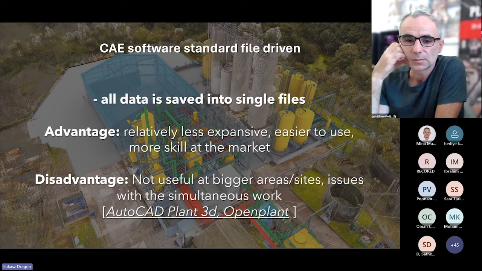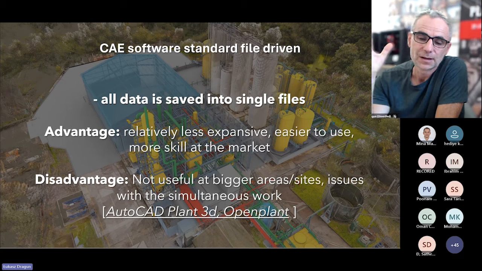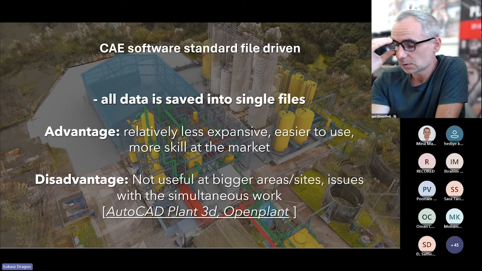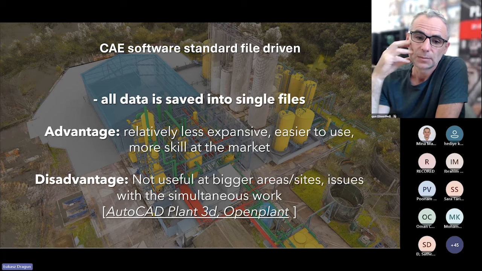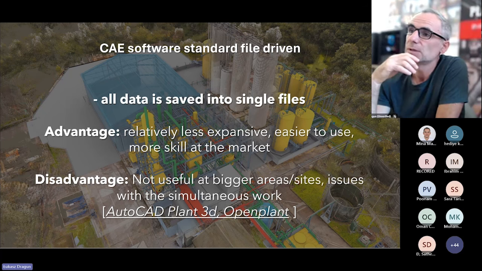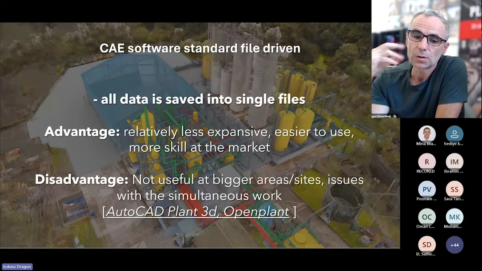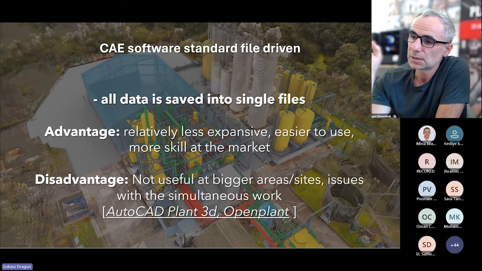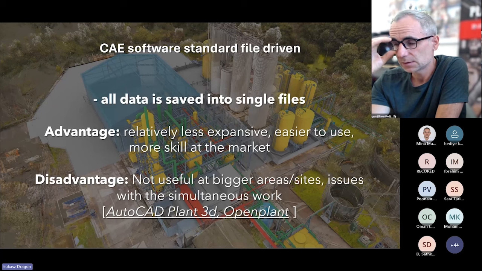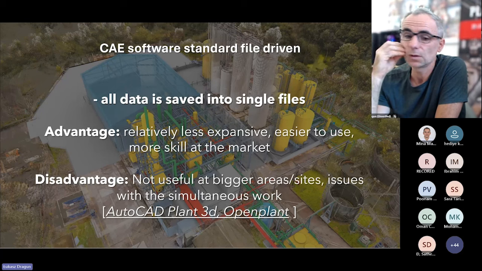There is a second type of software, which is a standard file-driven software. Again, the advantage is that it is not so expensive as the other one. It mainly costs more or less the same as a standard CAD software, but it's easier to use. It's easier to find the people who can handle it. But the disadvantage is that it is not that good when we want to use it for a big project, and it's very hard to manage simultaneous work on a big project. The project has to be divided, and then once the work is done, the parts have to be linked together. And this causes a lot of extra work.